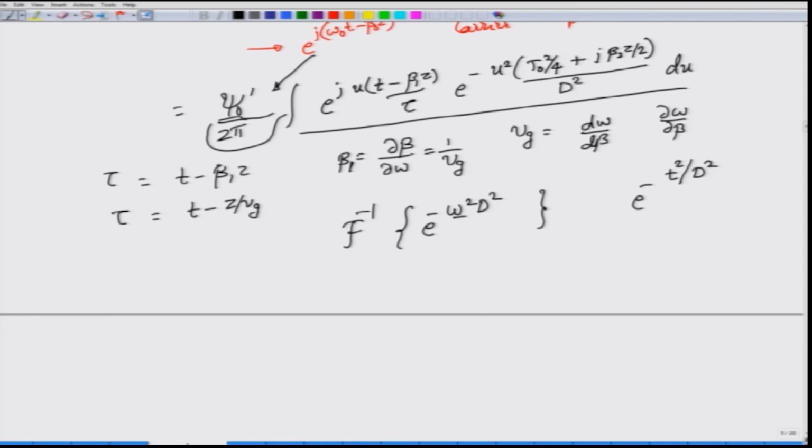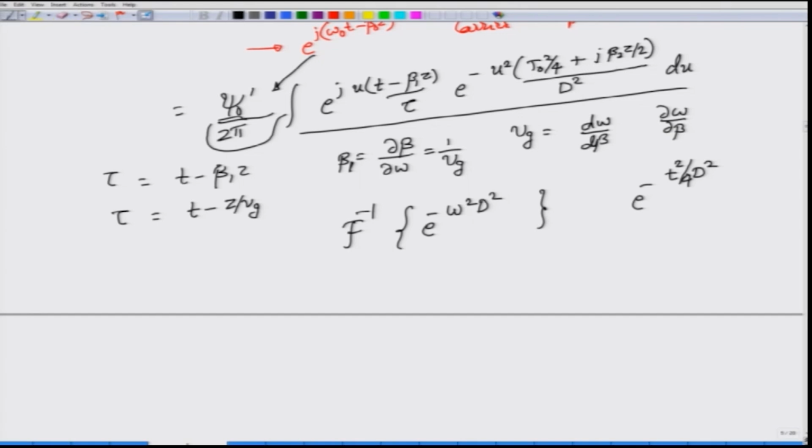If this was divided by 4, then this would have been okay because you have e power minus t square by d square. Since it is not, you can multiply and divide by 4, and then this would be e power minus t square by 4 d square.